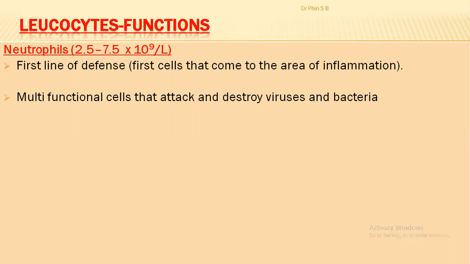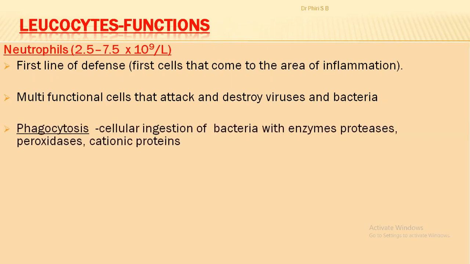So they are functional cells that attack and destroy viruses and bacteria. So they have different functions. They can destroy and attack viruses and also bacteria. They are not specific. So they don't just attack viruses. They don't just attack bacteria. They can attack viruses, they can attack bacteria. That's why they should be the first line of defense to respond to inflammation and also infections, because they are able to destroy viruses, they are also able to destroy bacteria.